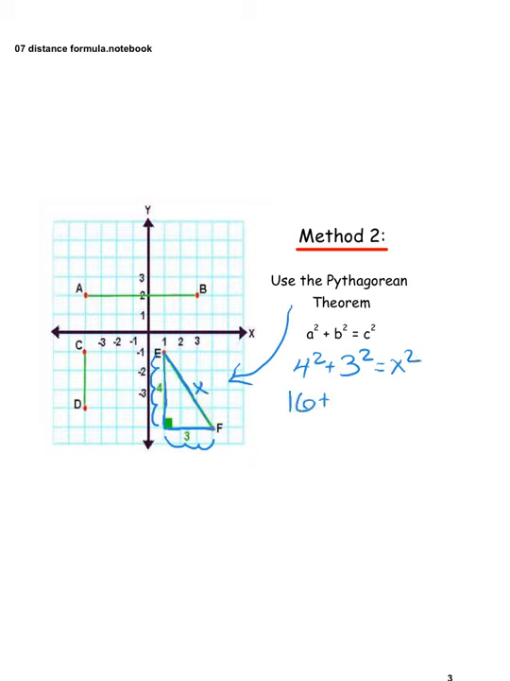That becomes 16 plus 9 equals x squared. If I add 16 and 9 on my calculator, I get 25. Hopefully you guys remember to get rid of a squared, we square root it. So that tells me x is 5. So this distance is 5.